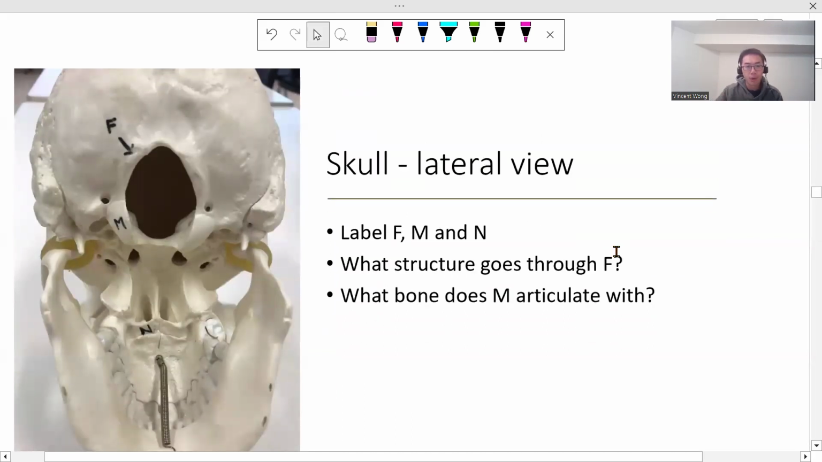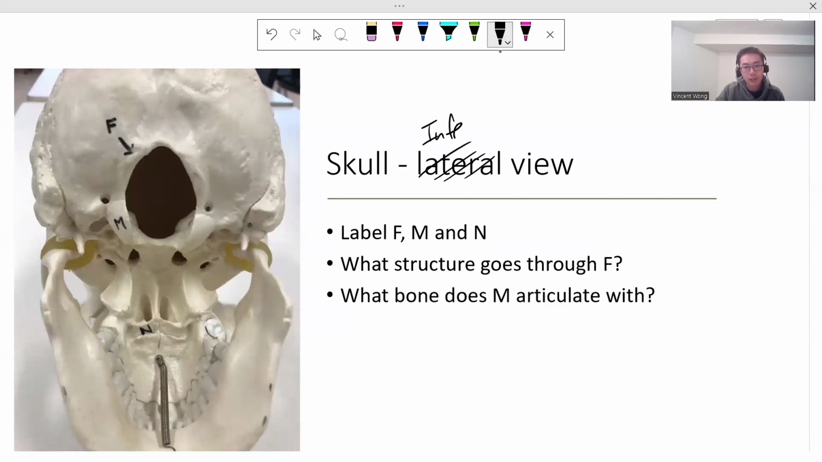This is the bottom of the skull. It should say inferior view, looking at it from the bottom. So the hole is the foramen magnum. Okay. Foramen magnum. Big hole. That's what it means. And what goes through it? Well, spinal cord, right? Medulla.